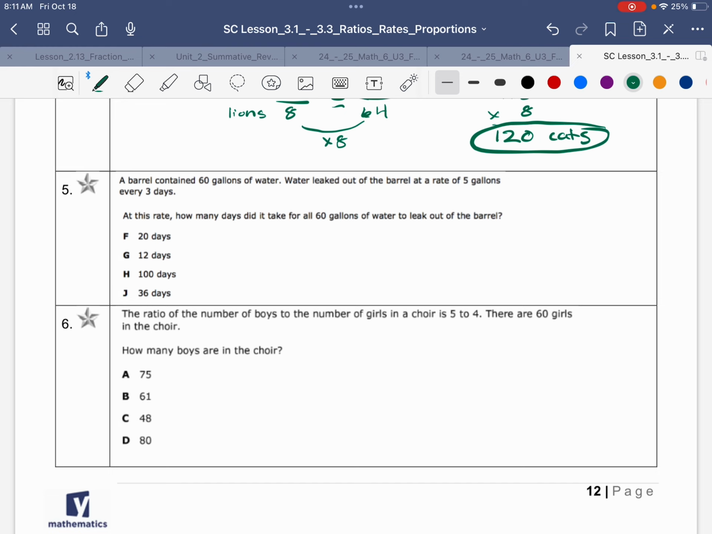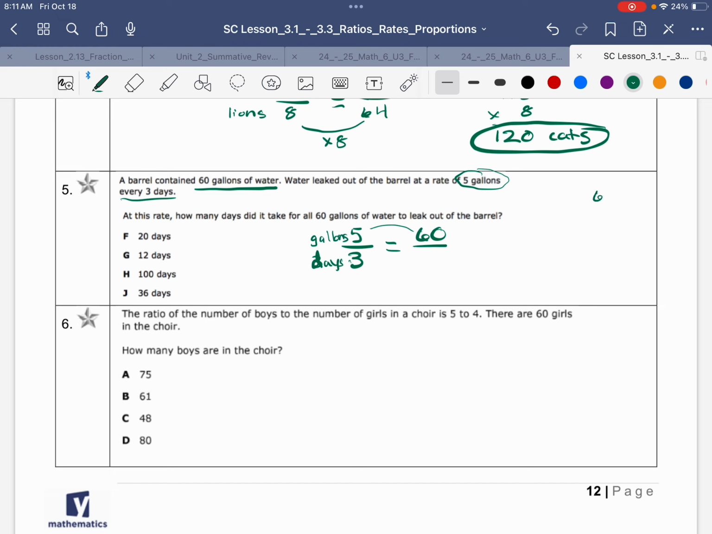A barrel contained 60 gallons of water. Water leaked out of the barrel at a rate of 5 gallons for every 3 days. A barrel has 60 gallons of water in it. It leaked out at 5 gallons for every 3 days. At this rate, how many days did it take for all 60 to leave the barrel? So 5 gallons and we want 3 days. But you want to know how long it would take to get to 60 gallons. So we have to figure out how you get from 5 to 60.